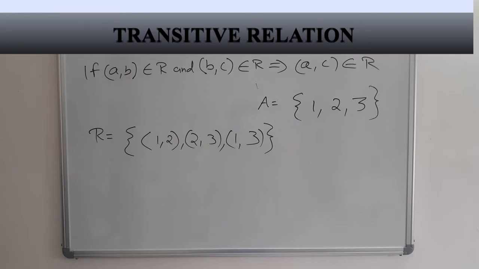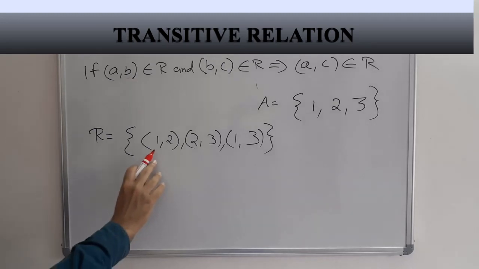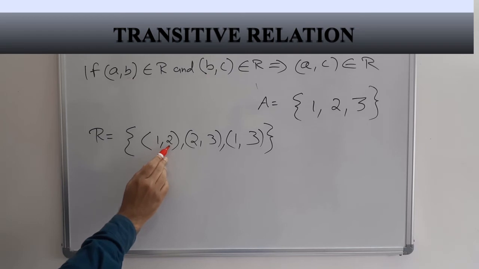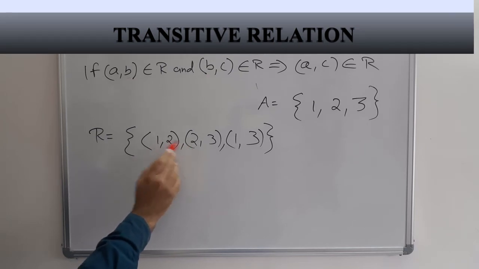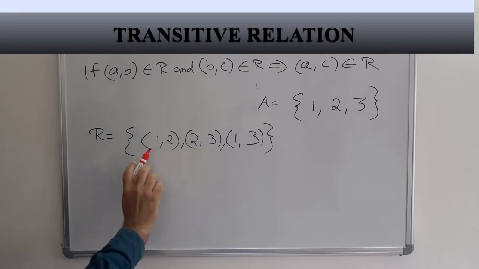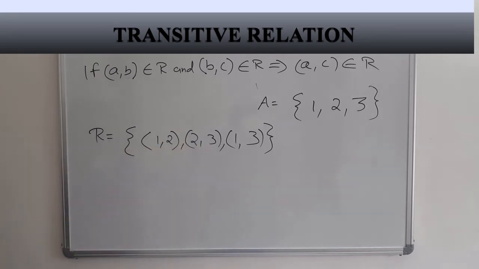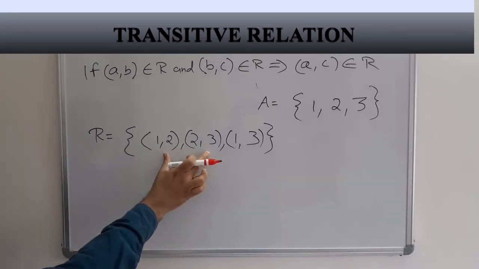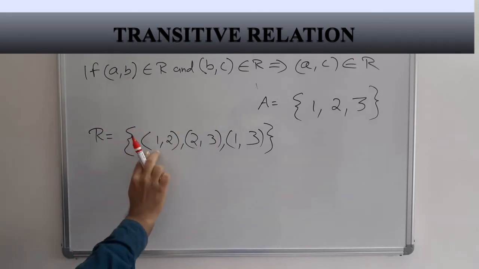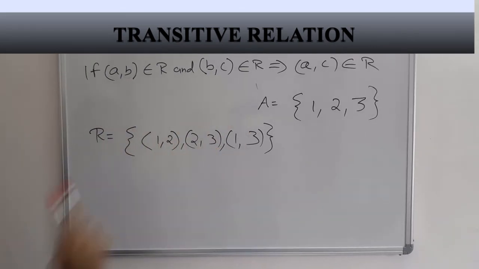See this relation, 1 comma 2, 2 comma 3 and 1 comma 3. Is it transitive? Let's check. Take the first pair. When we take the first pair, we look for the second element. Is the second element present anywhere else? Yes, here. As a first element it came. So these are the conditions for transitivity, that is A comma B and B comma C. If that condition is there, we'll check for A comma C. That is 1 comma 3, and the 1 comma 3 is there.